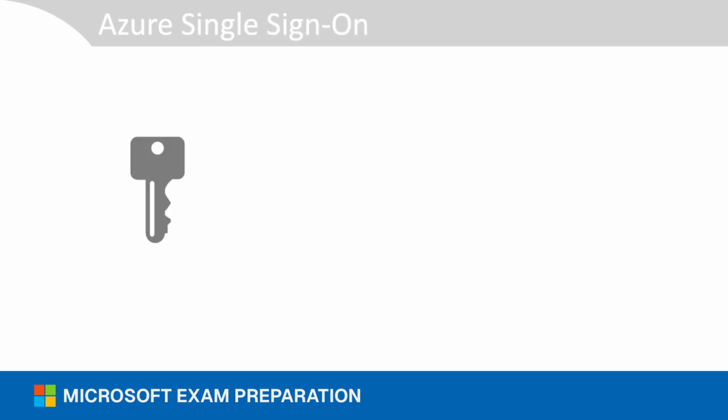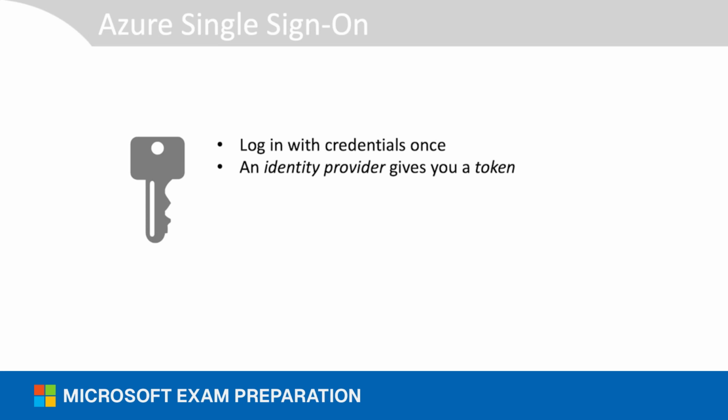Another great identity feature in Azure is called single sign-on. Suppose you need to use data from multiple servers to prepare a report for your manager. Each time you access a different server, you have to enter your username and your password all over again, and that can get pretty frustrating. With single sign-on, you log in with your credentials once, and your credentials are then sent to an identity provider, and that identity provider uses your credentials to issue you a token, and a token is just an encrypted entity that you can use to authenticate.